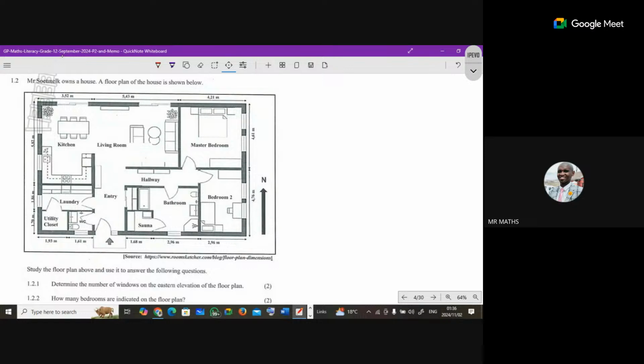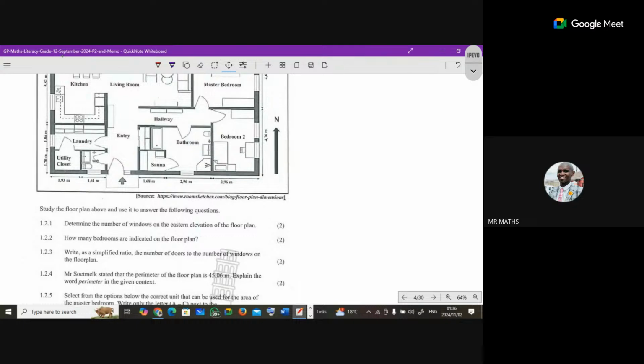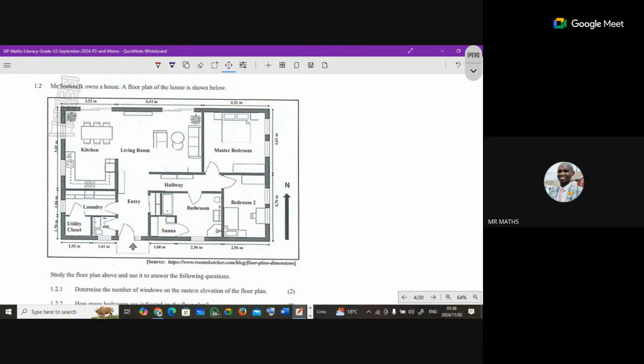Now we are told to study the floor plan above and use it to answer the following questions. Determine the number of windows on the eastern elevation of the floor plan. What is the eastern elevation? Elevation means the face of the house. Most houses have 4 faces. So we call those faces elevations.